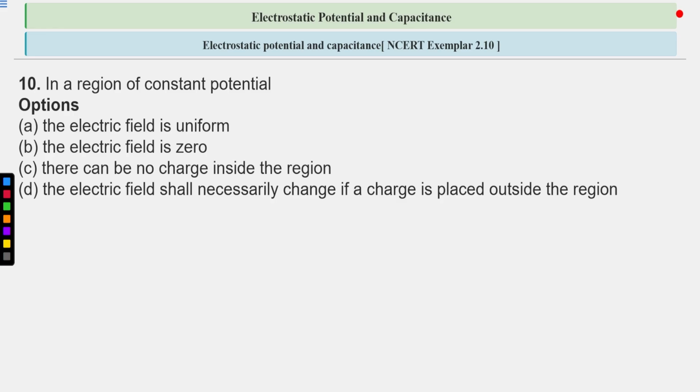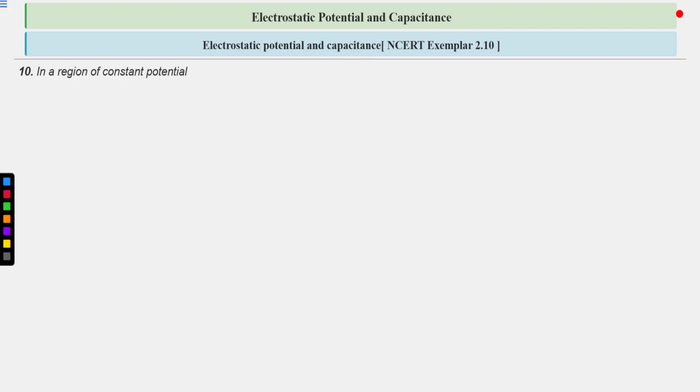Next question, 2.10. In a region of constant potential: option A, the electric field is uniform; option B, the electric field is 0; option C, there can be no charge inside the region; or option D, the electric field shall necessarily change if a charge is placed outside the region. I will give you some time. So option B and C are correct.